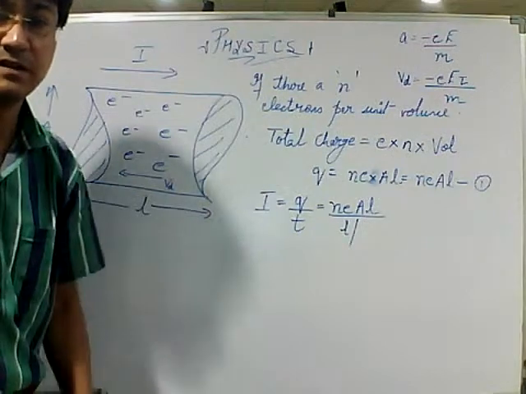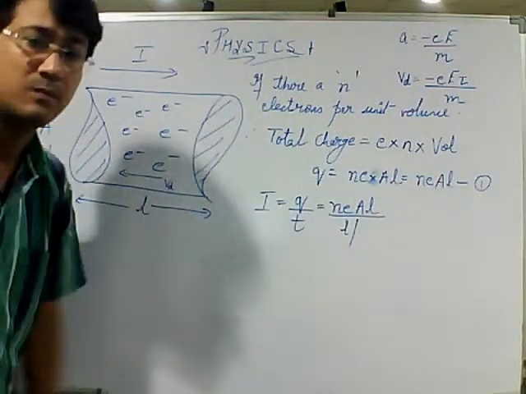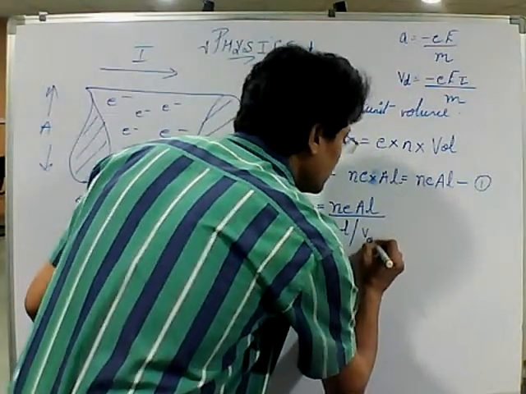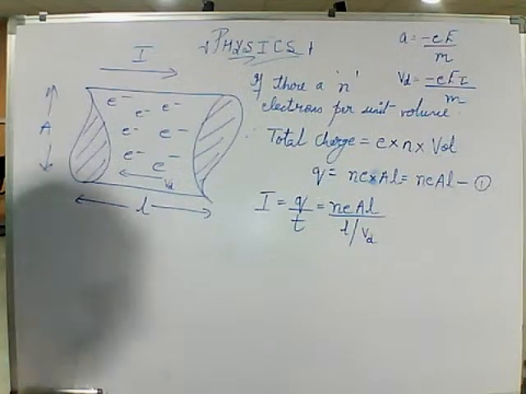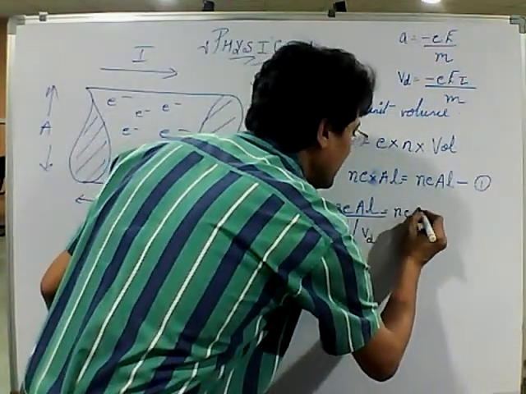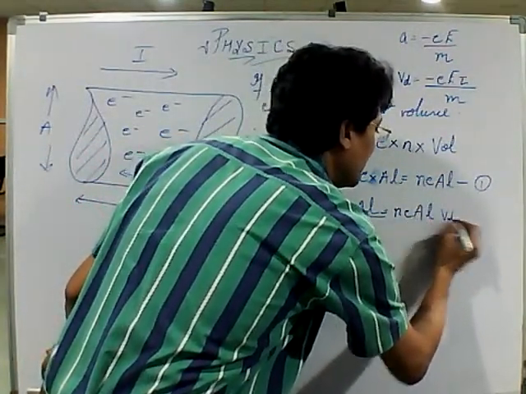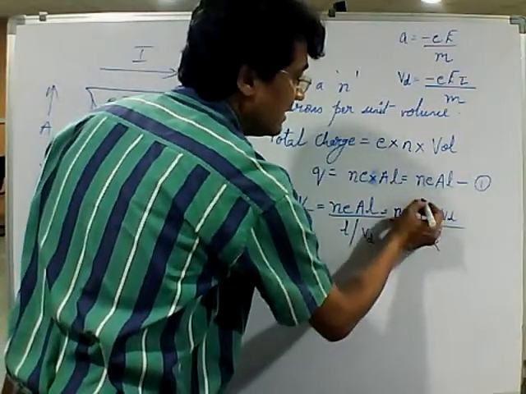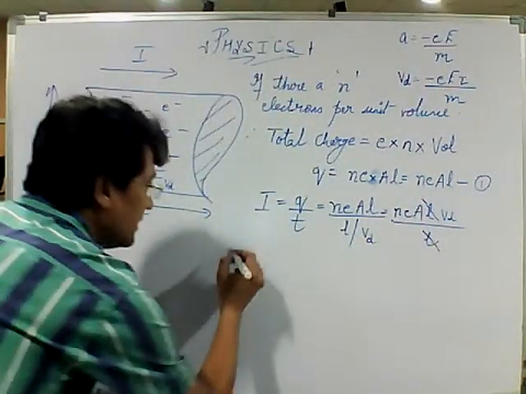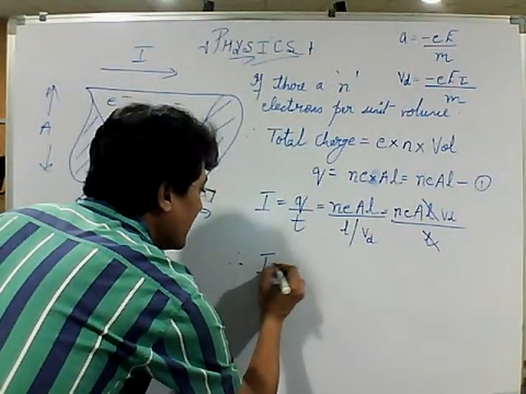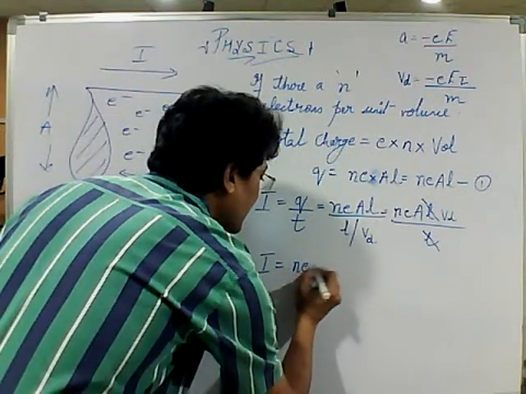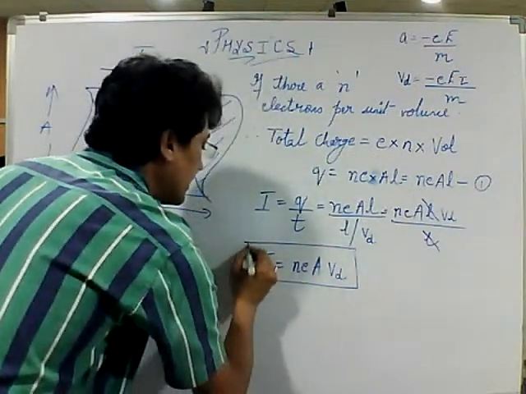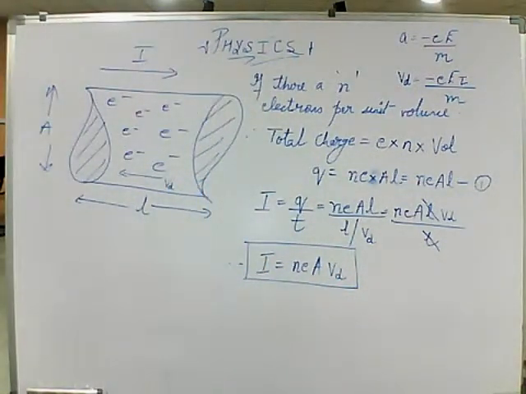Velocity, after you provide the cell, after you provide the battery, after you provide the supply, the velocity is the drift velocity Vd. Quite clear? So what I have finally is NEAL Vd divided by L. Yes, L and L gets cancelled. So I get therefore current I given as NEAVd. This is the relation between the current and the drift velocity.